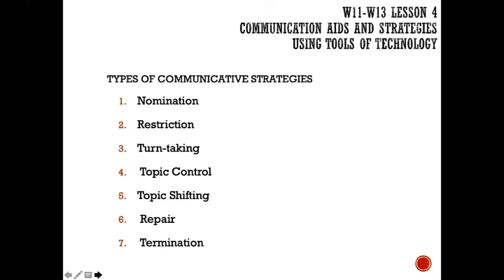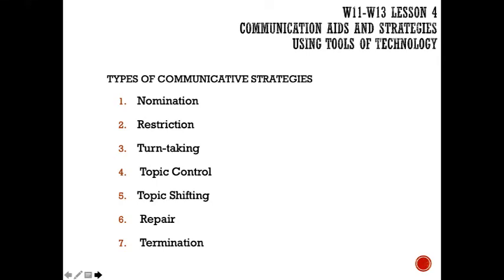Okay, so we have these seven different strategies when we talk about communicative strategies. Again, when we talk about communicative strategies, these are things that we can use or do to create conversation, to stop conversation, or to open a new conversation after a previous conversation. So the very first one is what we call nomination.